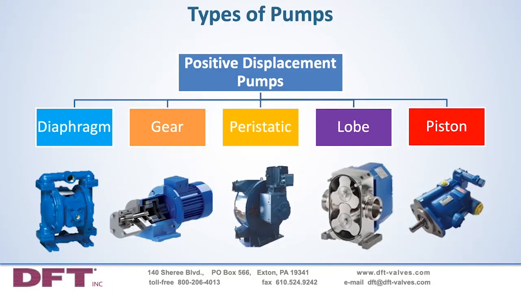The previous slide showed dynamic styles of pumps, but on this slide we're looking at positive displacement types of pumps. Think of the dynamic pumps as being a continuous process of pushing the liquid through the pump and into the piping system. A positive displacement style is more like a batch process, where discrete but small volumes of liquid are pushed forward by the pump.